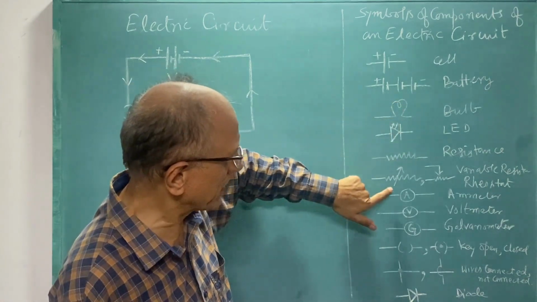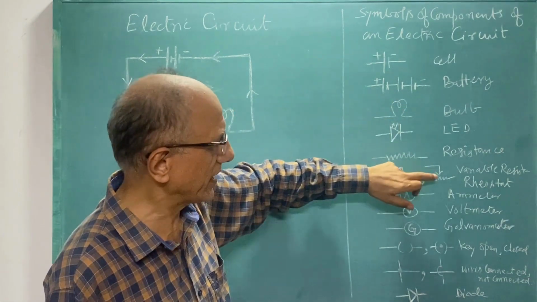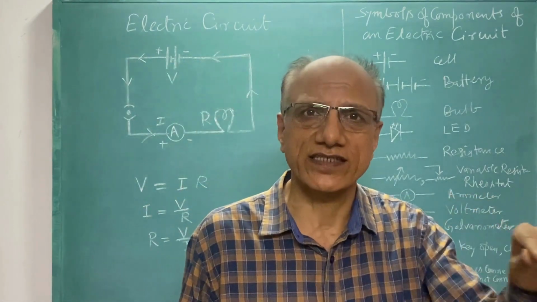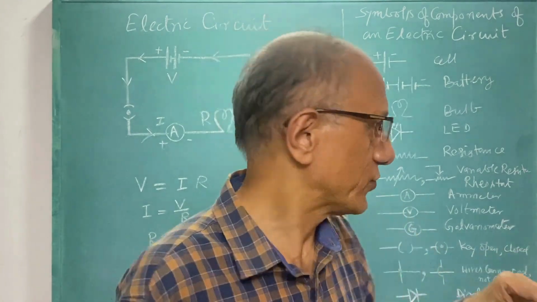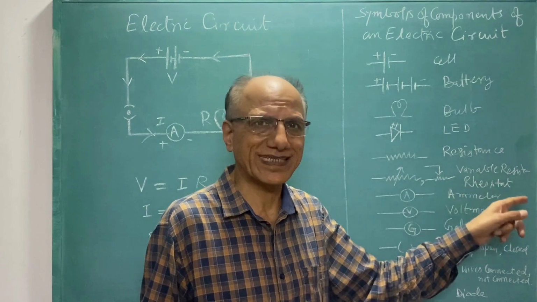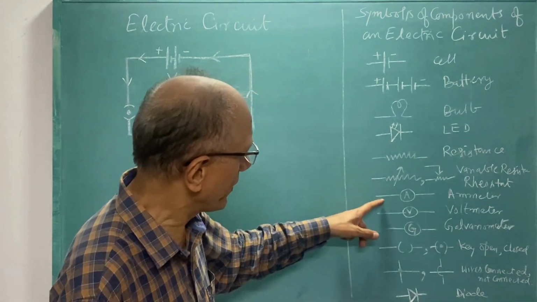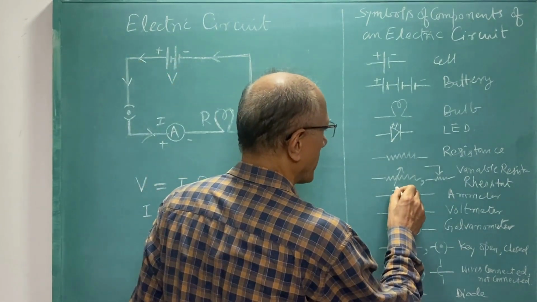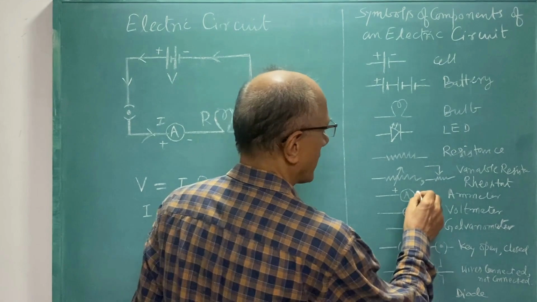But here if it is like this arrow, that means this is the resistance, but you can adjust it according to your wish. So that's why it is called variable resistance or rheostat. Now it is the ammeter. Its one terminal is made red and the other is black.